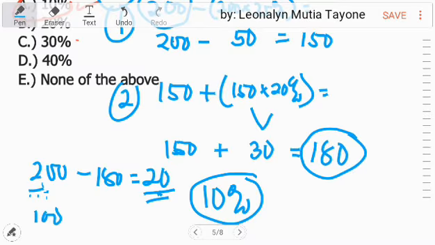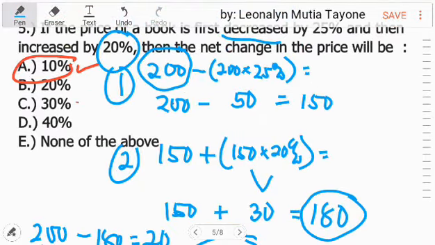Earlier, we had 100, then 90, equals 10. So what percent is 10 of 100? That is 10%. So what percent is 20 of 200? That is 10%. So the answer here is letter A.